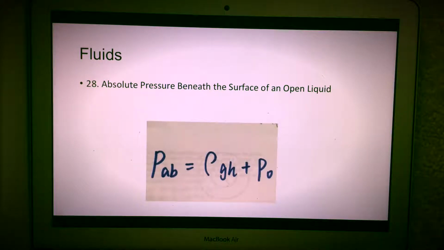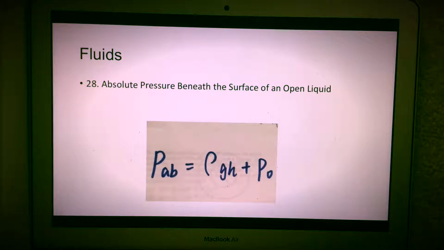Okay, we finished all the electricity ones, so we step into fluids. 28. Absolute pressure beneath the surface of an open liquid. P absolute pressure equals rho g h plus P0. P0 is the basic one, it's just 1.01 times 10 to the fifth Pascal.